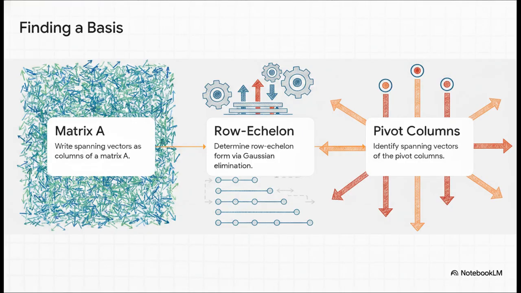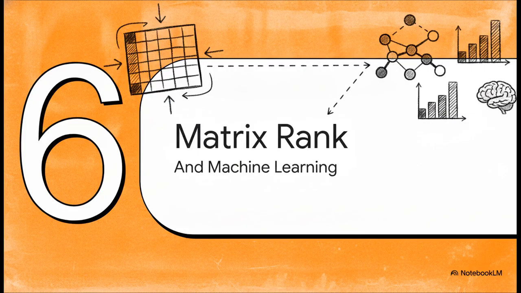And computers? They have a super systematic way of finding this basis, using an algorithm called Gaussian elimination. Step 1. You take all your messy, potentially redundant data vectors and just write them as columns in a matrix. Step 2. You apply elementary transformations, like adding and scaling rows, to simplify the matrix into what's called a row echelon form. Step 3. You look for the pivot columns. The original vectors that correspond to those pivot columns, they form your basis. The algorithm systematically crushes down the data, filtering out all the noise and redundancy to leave only the absolute essential directions. Section 6. Matrix rank and machine learning.